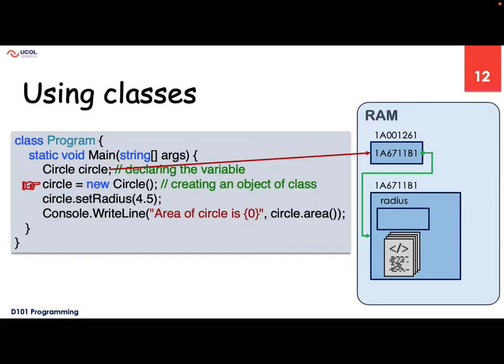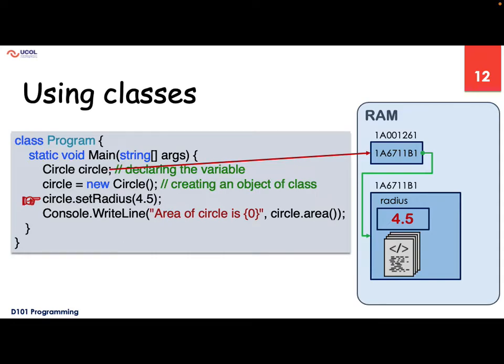And now in the next line we are saying circle.set. We are asking this particular variable, that's a reference type variable, to go to the circle class object, or circle instance, go to that particular object or instance and execute the setRadius method with the input value 4.5. So it will change the value of the radius to 4.5.